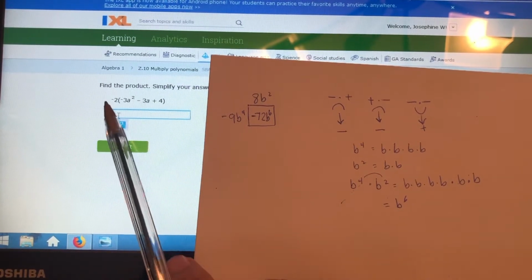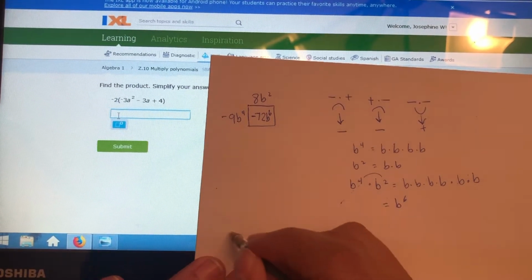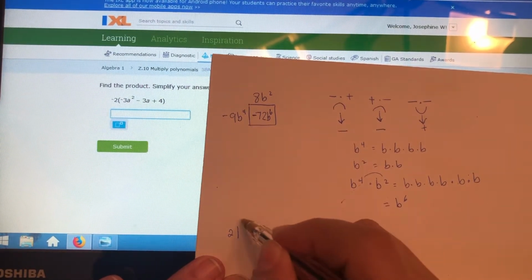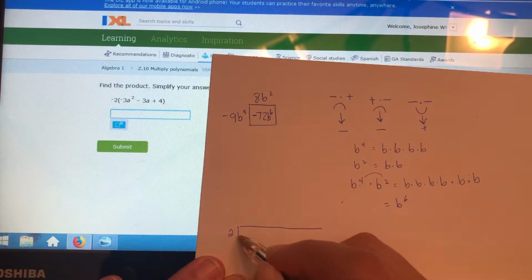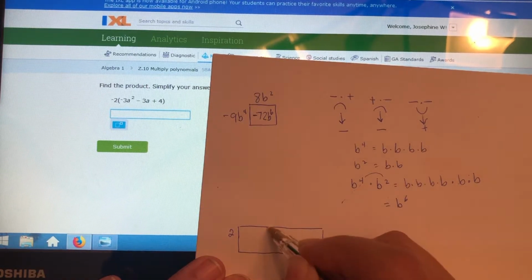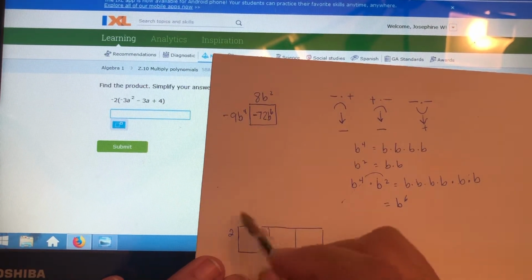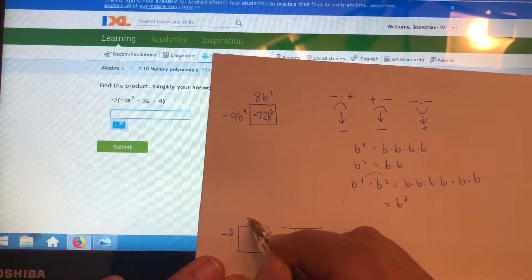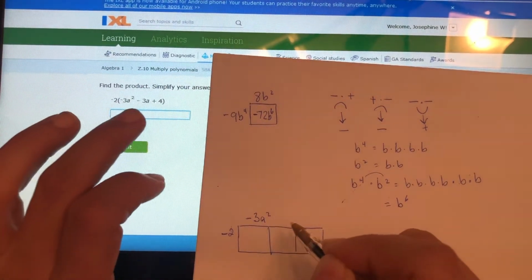So again, how many terms are out here? Just one. So one out there. Then how many terms here? 1, 2, 3. So then I need 3 spaces. On the top, I'm going to put this whole thing. So on the height, it's negative 2, what's outside. And then on the top, it's all of this.